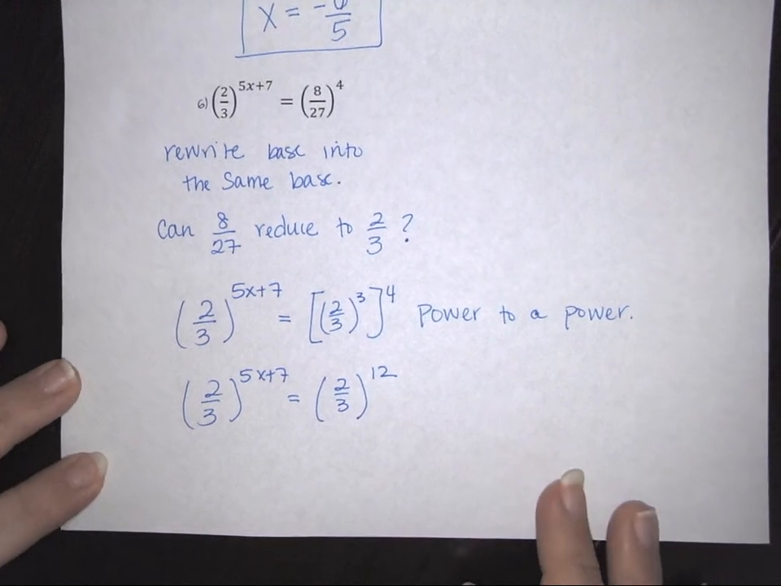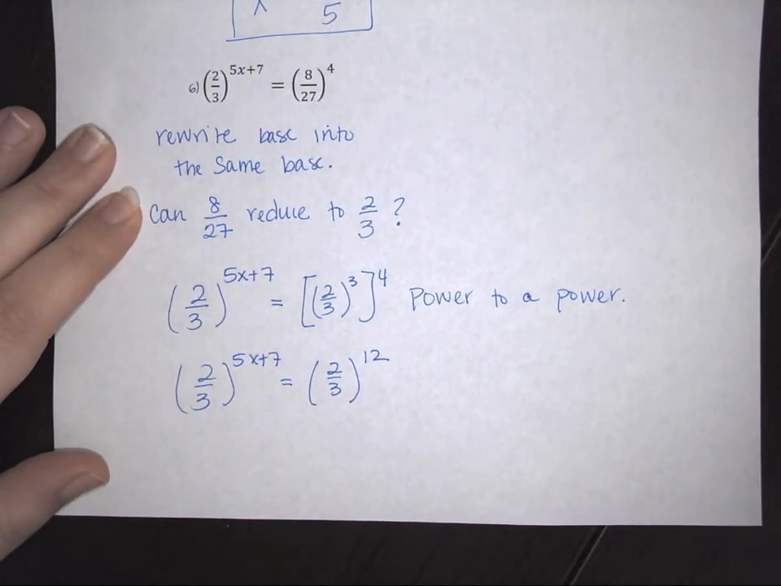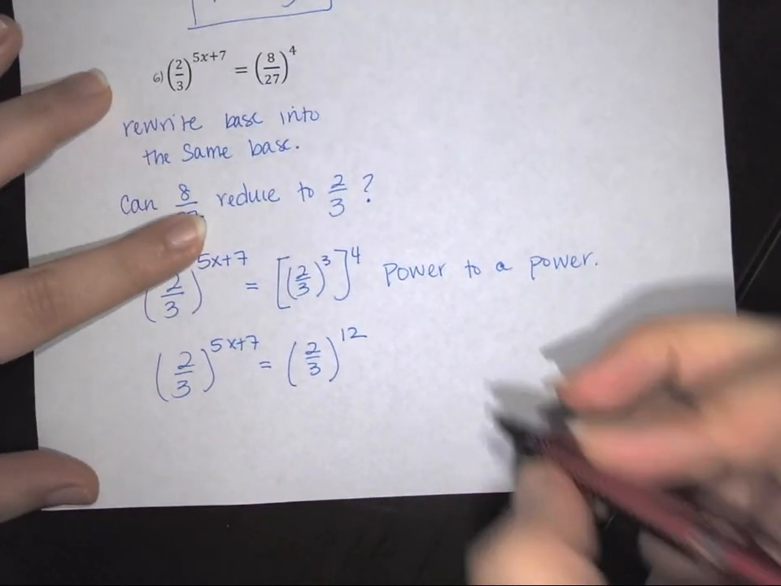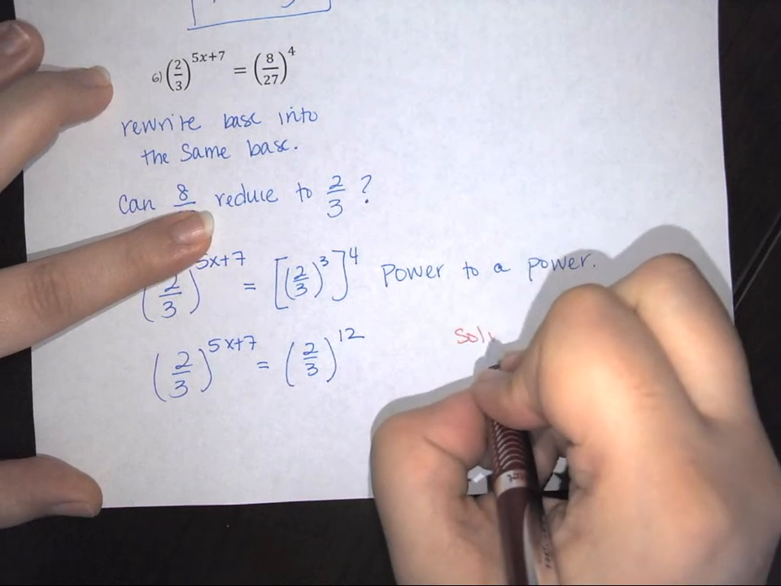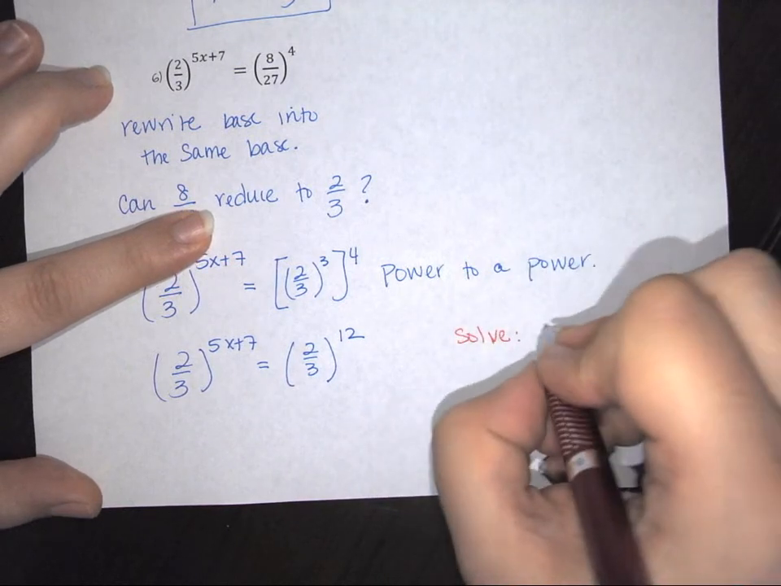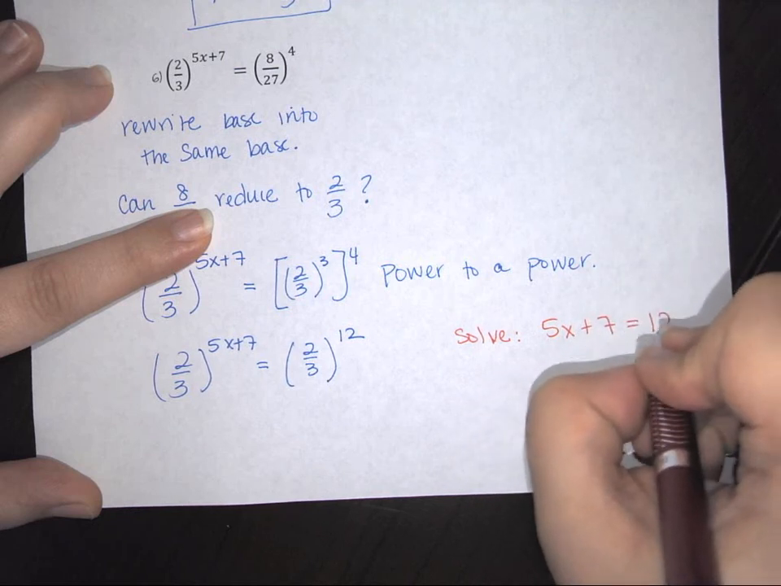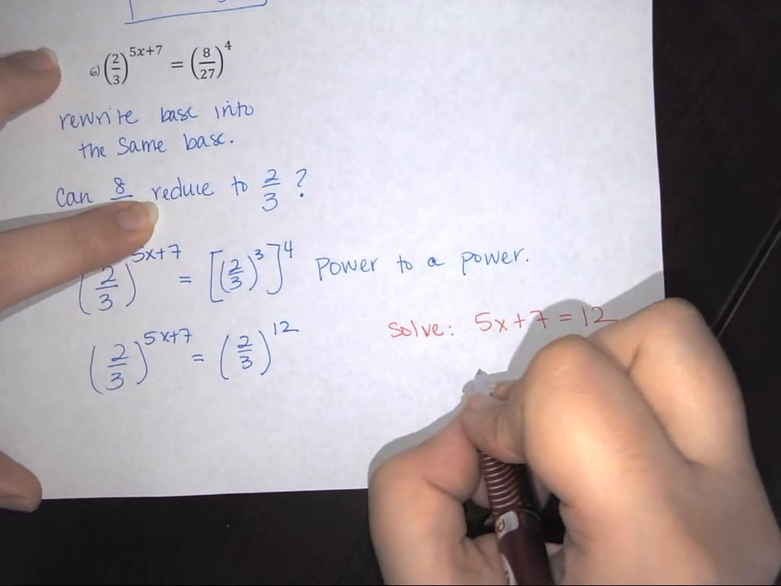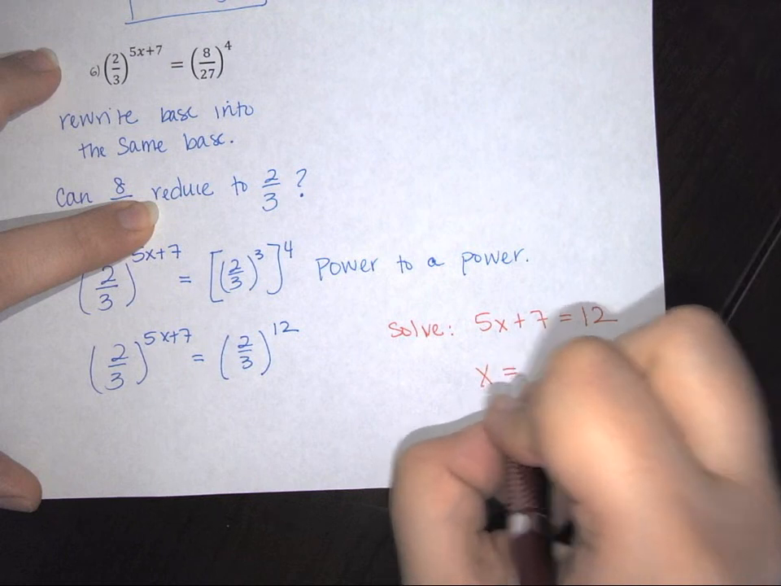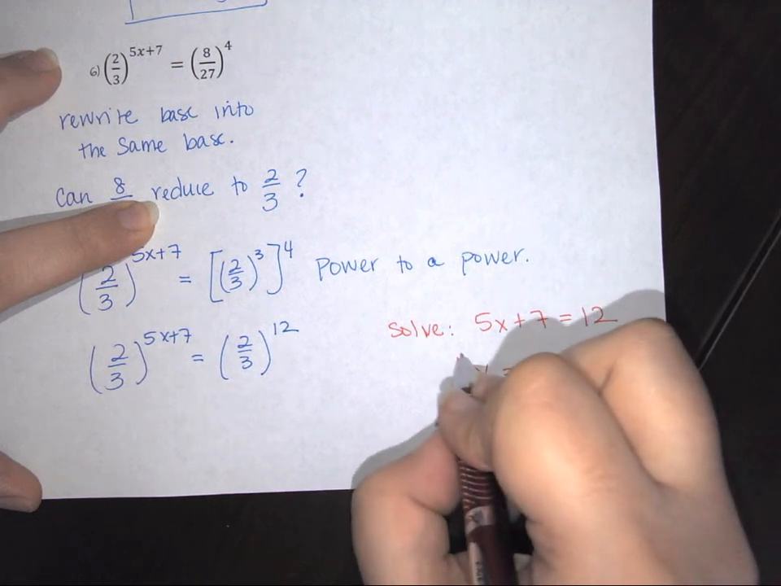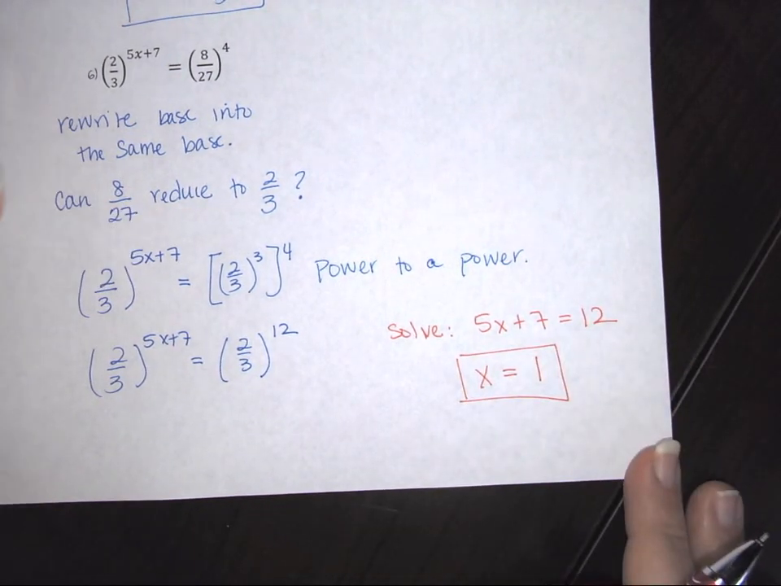My bases are the same, so it means now I just simply have to solve. So I am going to solve 5x plus 7 equals 12. So when I combine my terms, I get that x is equal to 1. And this was what I needed.